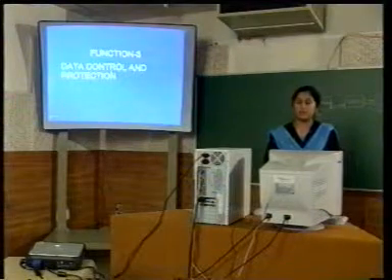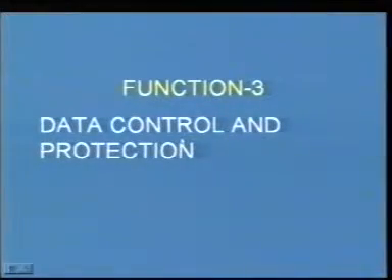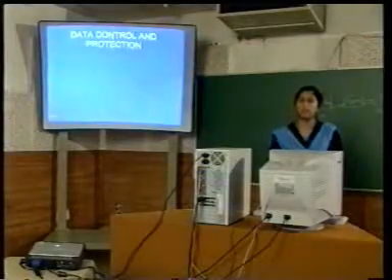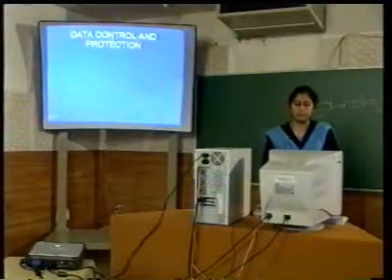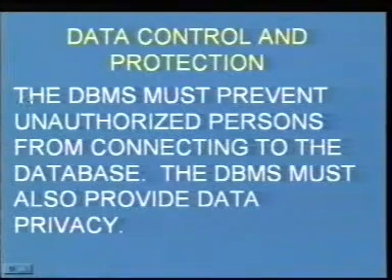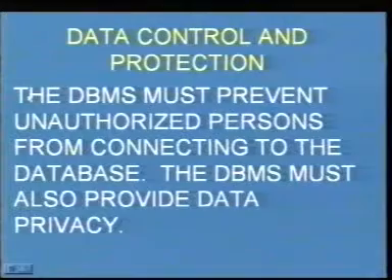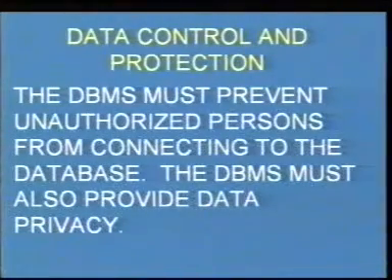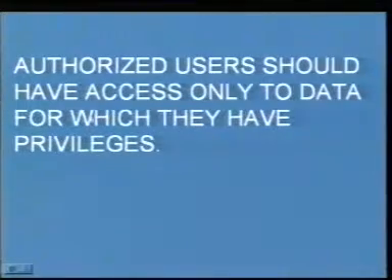The third function of DBMS is to support data control and protection. For data control and protection, the DBMS must prevent unauthorized persons from connecting to the database. The DBMS must also provide data privacy. Other than this, the authorized persons should have access only to the data for which they have privileges.